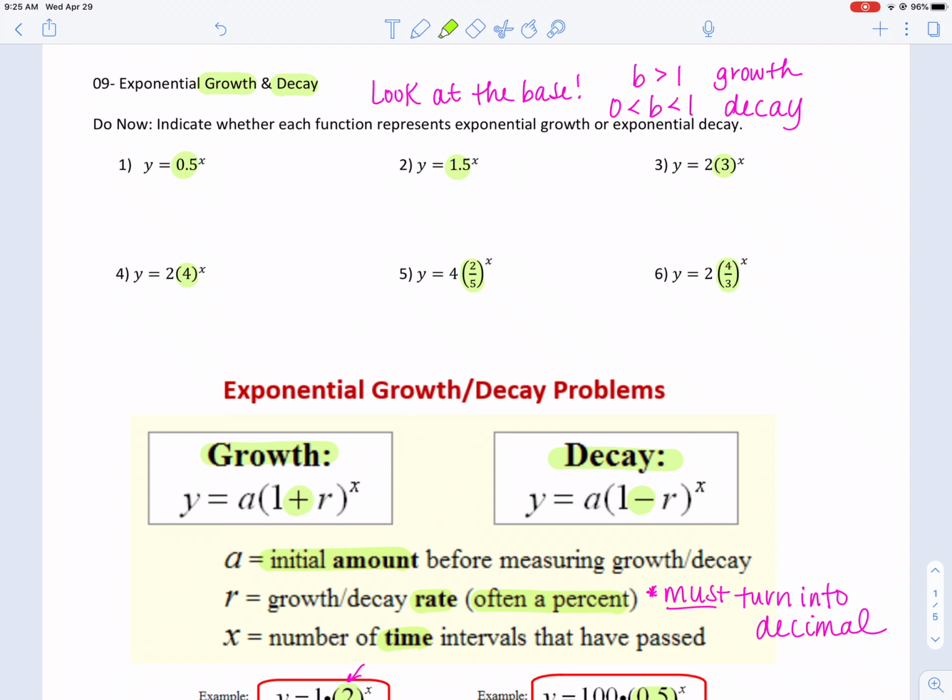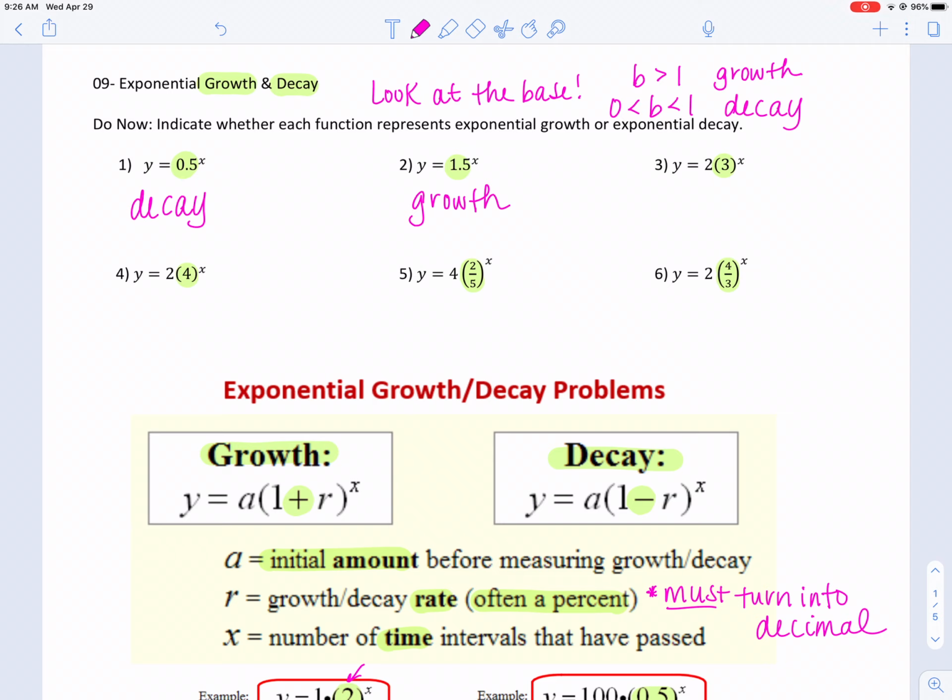In number 4 and in number 3 and 6, the 2 is not the base. In number 5, the 4 is not the base. It's what's being raised to the power. Okay, so look at the first one, 0.5 to the x. So here's your question. Is 0.5 greater than 1 or in between 0 and 1? It's in between 0 and 1, so number 1 is decay. Okay, how about 1.5? That's greater than 1. This is growth. You could also check by putting it in the calculator and seeing what the graph is doing.